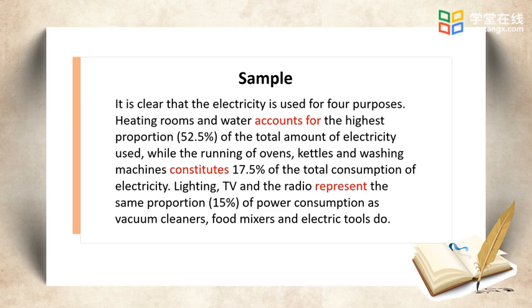The sample starts with the largest proportion, which is heating rooms and water. Then it describes 4 parts respectively. The last 2 parts are the same, so the sample compares the two by using as. We are going to elaborate this point in the next part, describing bar charts. Now you must be very clear about how to describe pie charts.